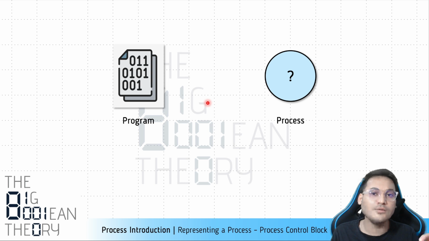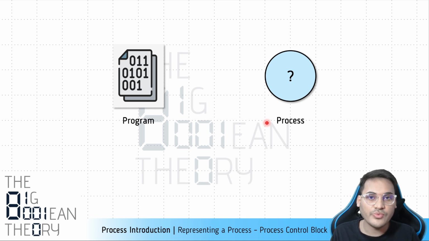But let me ask you the same question for a process. What comes into your mind when you think of a process, right? A process is a running program. We know the definition very well, but how do you describe a process? What exactly is the image that comes to your mind when you think of a running program? There are a whole bunch of activities going on when you think of a running program.